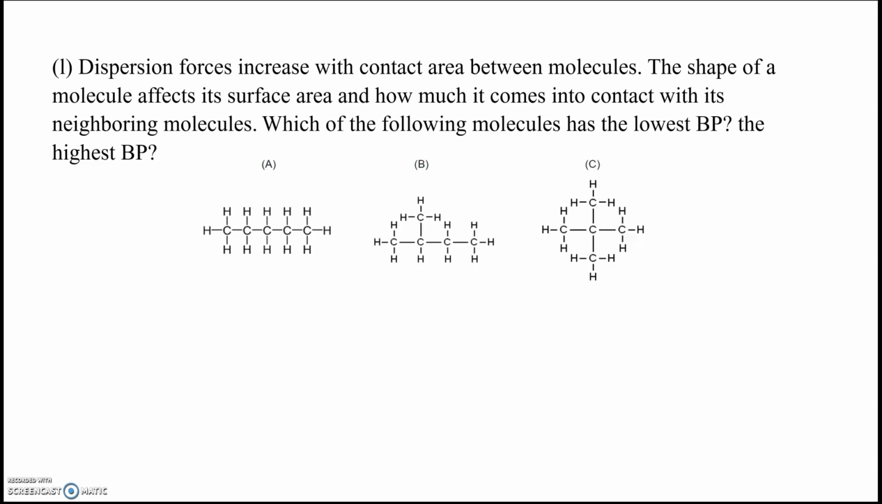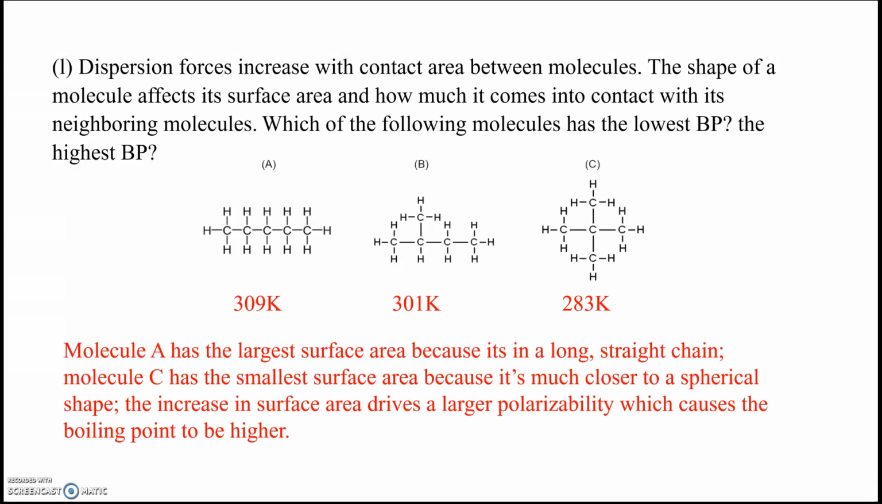And we can see we've got quite a bit of different ways to build this. These are not the only ways to build this molecule, but these are 3 different ways. In fact, if we look at this, we see the boiling points go from 309 to 301 and down to 283. And we need to understand why this occurs.